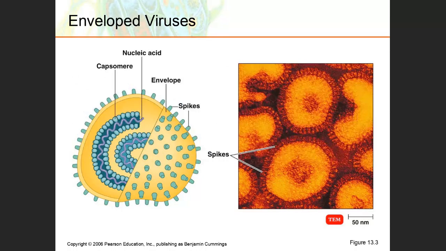Here we see a lipid membrane surrounding this virus. So this is typically only seen in animal viruses. And the membrane comes from the host cell. So these viruses bud from the host cell, stealing host cell membrane, which eventually kills that host cell.